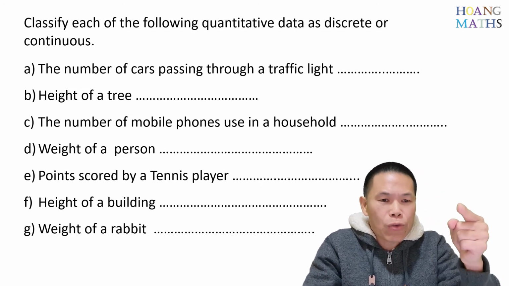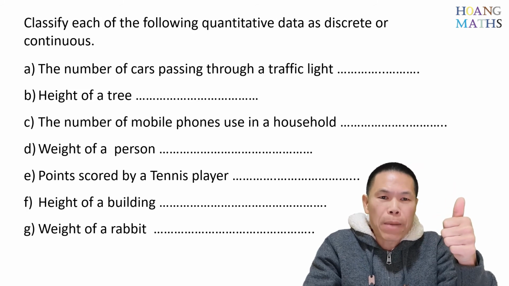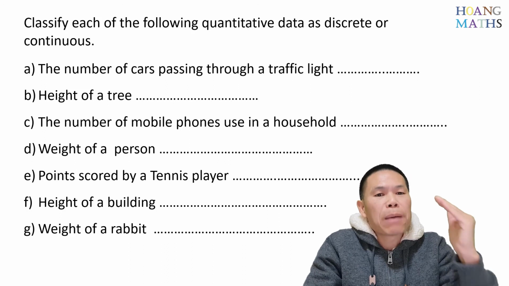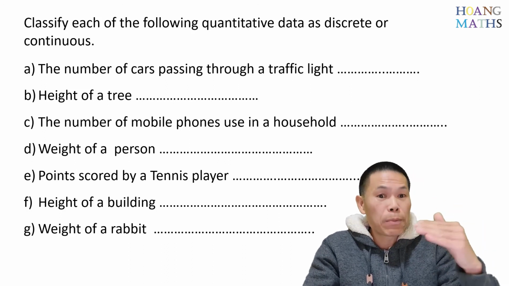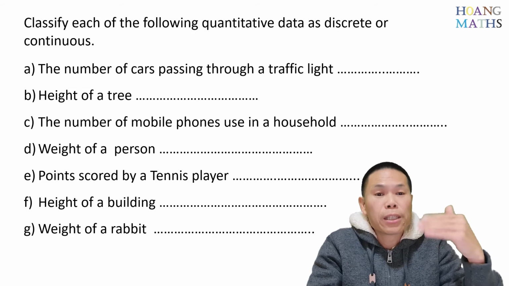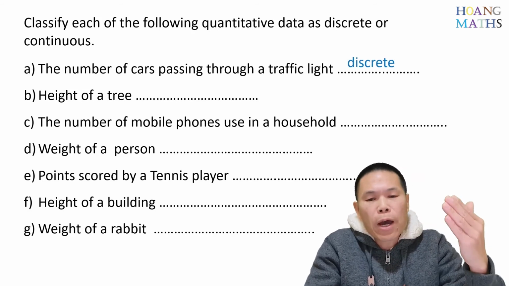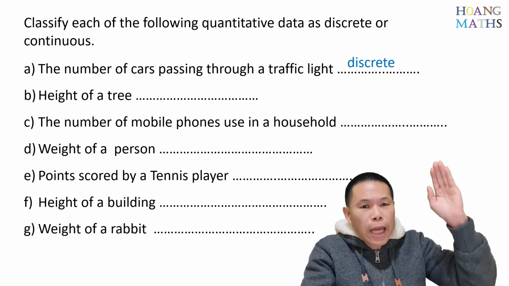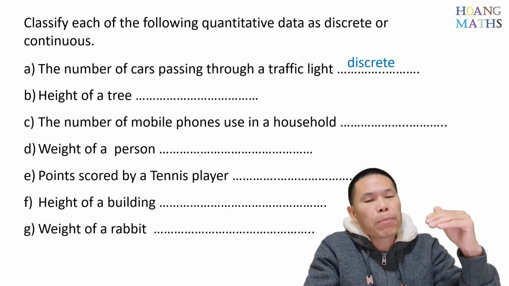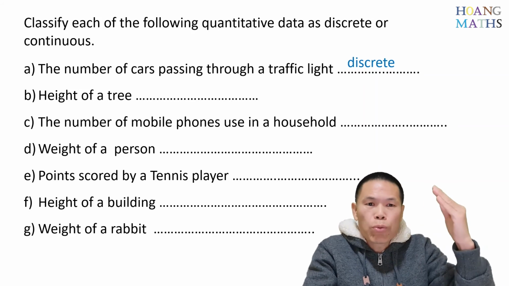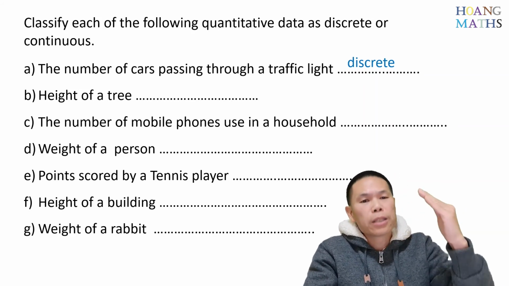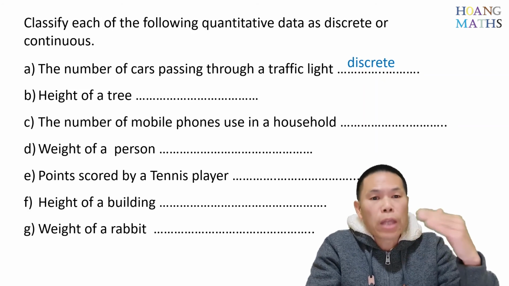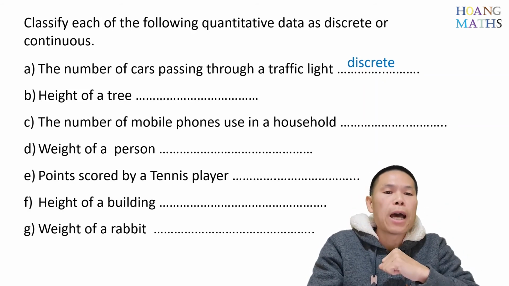Now, before we start, just remember discrete is whole number, okay? Whereas continuous, you have decimal. So therefore, the number of cars passing through a traffic light must be a whole number. So therefore, it's discrete. And second one, part B, height of a tree. Height of a tree can be decimal. It can be like 3.5 meters or 2.8 meters, 2.1 meters, 10.5 meters, and so on. So it involves decimals as well. So therefore, it is continuous data.